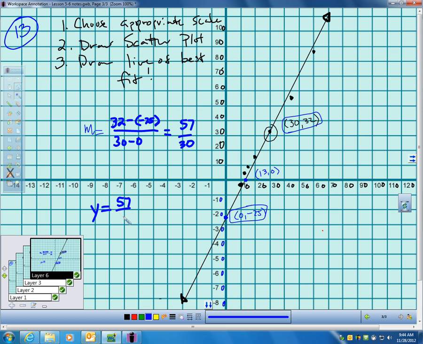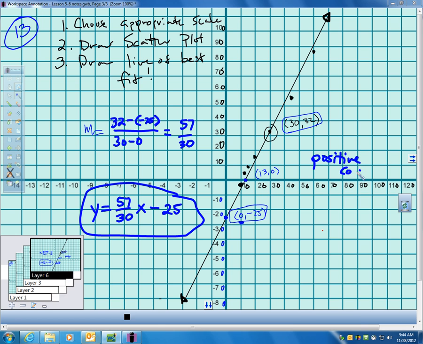Okay, so I have my slope. Here's why I use this second point. Isn't that my y-intercept? When x is 0, isn't my y-intercept negative 25? Well, that means b is negative 25. There's my equation. This line has a positive correlation. Since it had a positive correlation, I could definitely draw a line through the points, and I can definitely write an equation for that line.